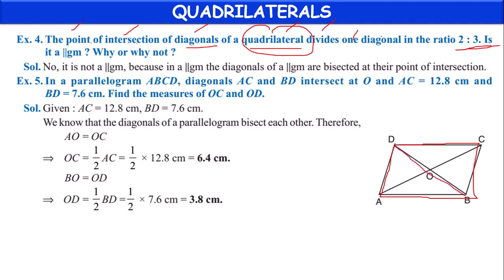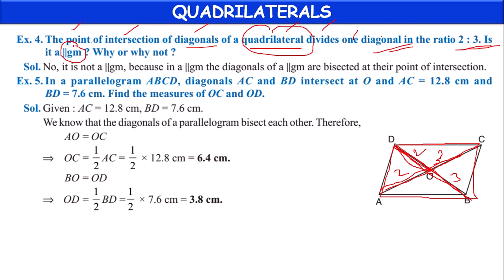The point of intersection of diagonals divides the diagonal in the ratio 2:3. Means if this is one diagonal, this point of intersection O divides this BD diagonal in 2:3 ratio. Upside part 2 parts, downside part 3 parts. This AC also, upside part 2 parts, downside part 3 parts. Like that it has divided the diagonals in this ratio.